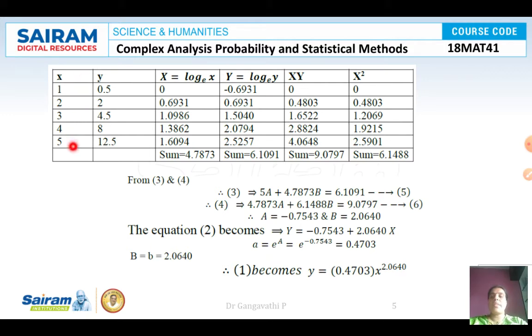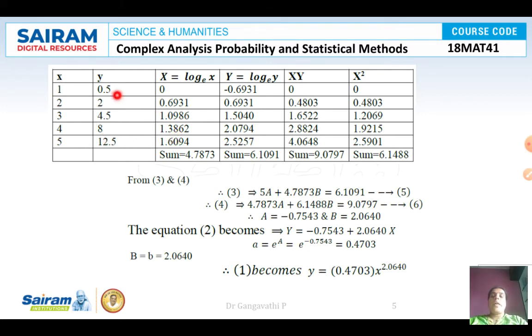X values are tabulated here, y values are tabulated here. Take log of 1 and enter it here. In your calculator, you will have two options. One is log and the other one is ln. So observe carefully which is having base e. ln will have the base e, so you have to operate only ln in your calculator. So ln of 1 is 0. ln of 2 is this. ln of 3, if you do it in the calculator, you will get these values. ln of 4 is this and ln of 5 is this.